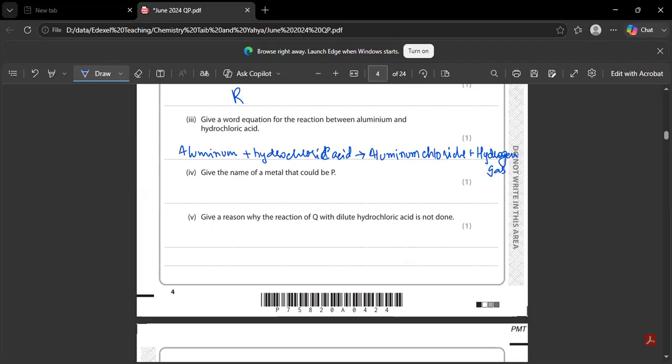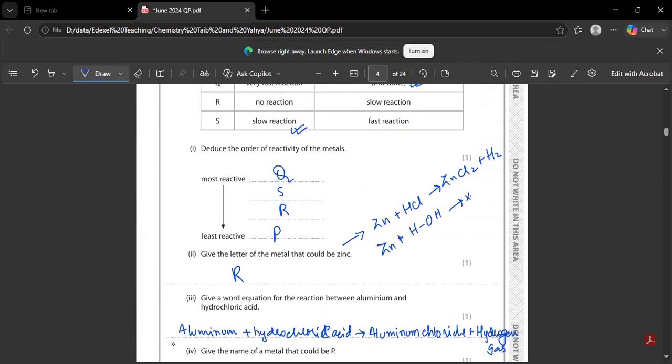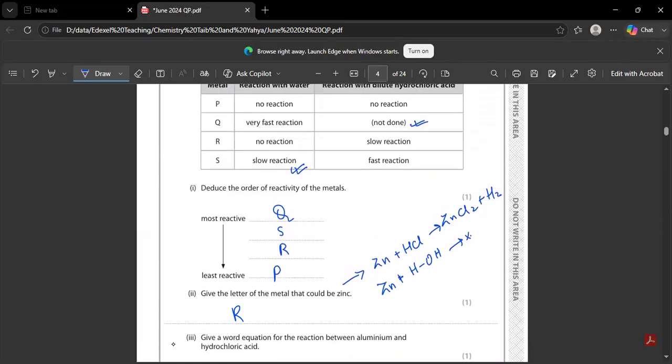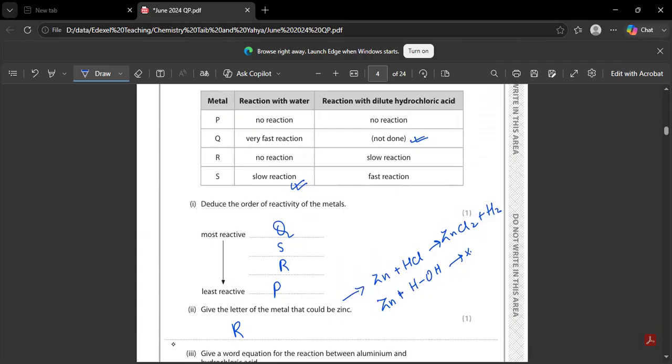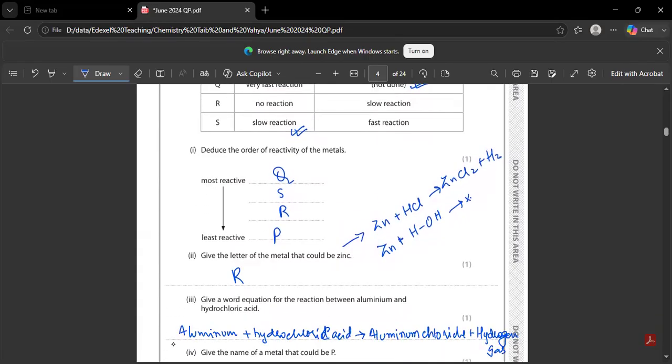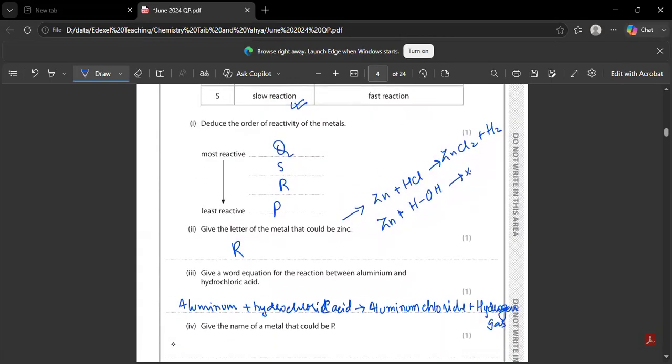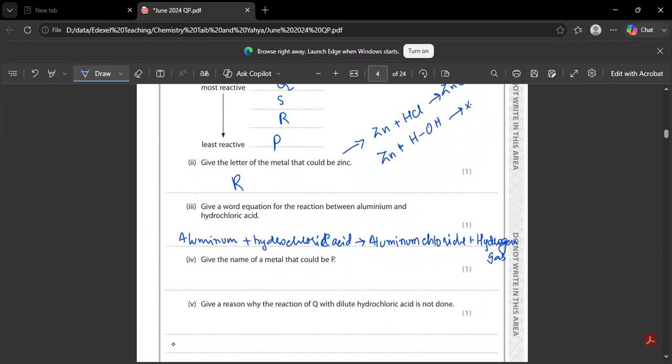Give the name of a metal that could be P, since P is not showing any reaction with water and not showing any reaction with hydrochloric acid. So it is going to be the least reactive one, right? It could be copper, silver, or you can say gold.